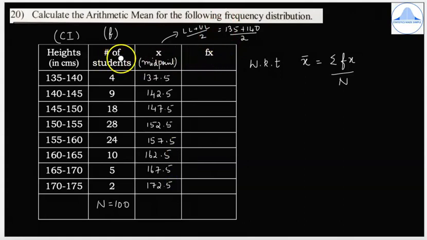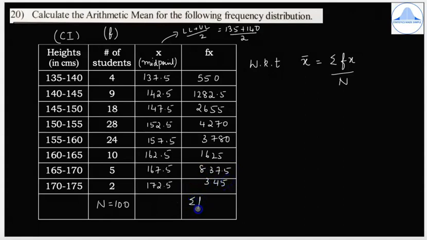So the frequency should be multiplied by the corresponding x values. If you do that, you will get 550, 1282.5, 2655, 4270, 3780, 1625, 837.5, then you have 345.